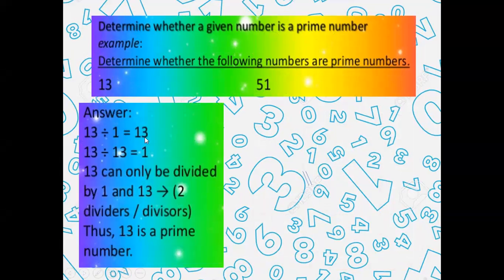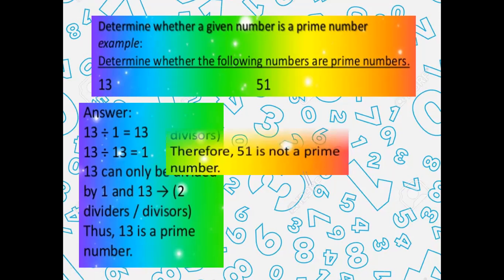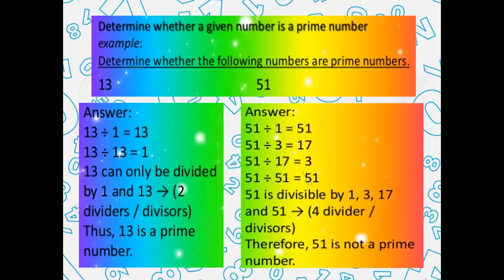So the answer: 13 divided by 1 is 13. We can't find any other numbers that can divide it. And 13 divided by 13 is 1. So again, 13 can only be divided by these two numbers, 1 and 13. So these are two divisors. So 13 is a prime number because there are only two numbers that we can actually divide it by. There's no other. Okay, 51. If you can see in here, 51 divided by 1 is 51.